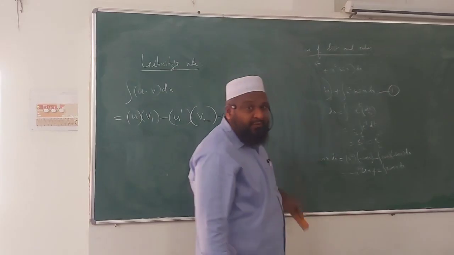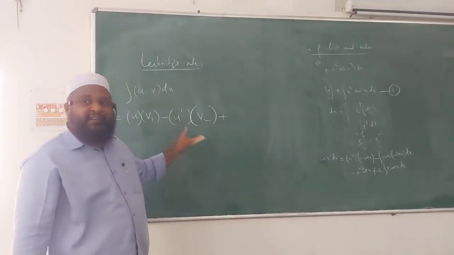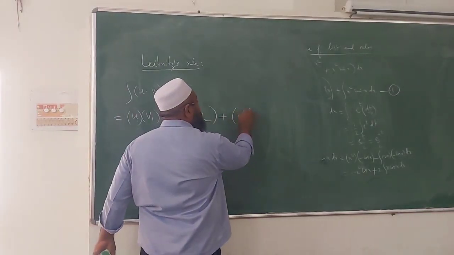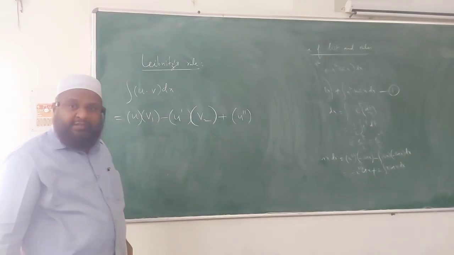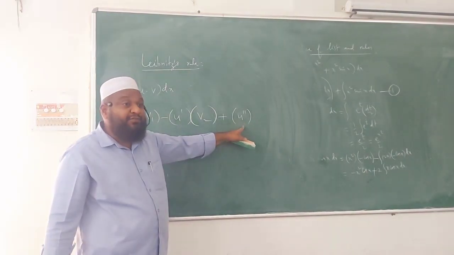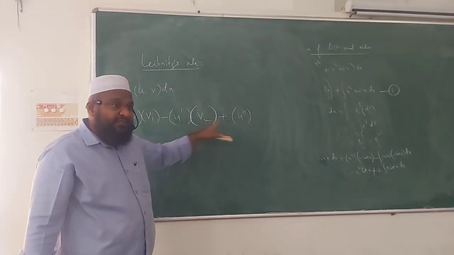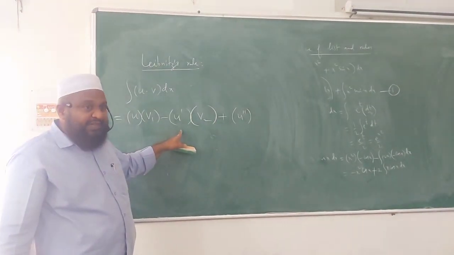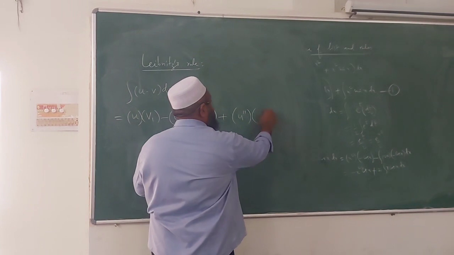Okay. Can you guess what will be the next term? Alternate plus minus. Derivative of the first one, integral of the second one. So this u dash you have to write now. U double dash. What is u double dash? Derivative of u dash. And v3.